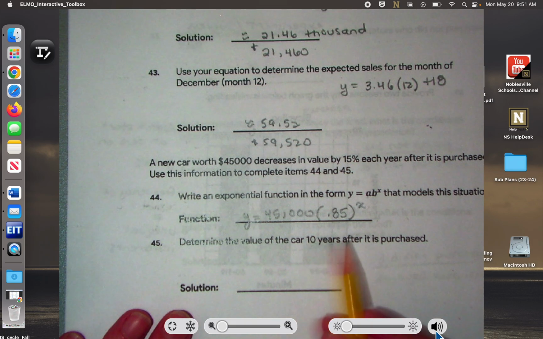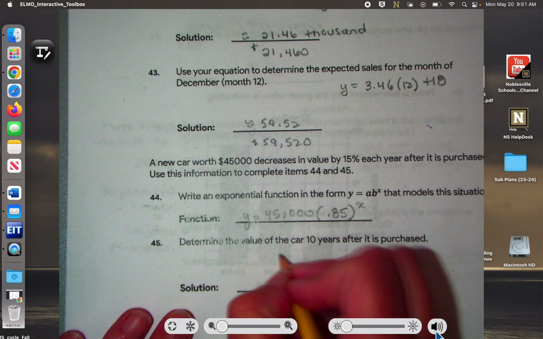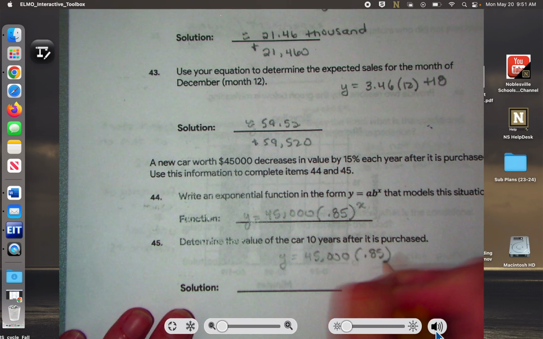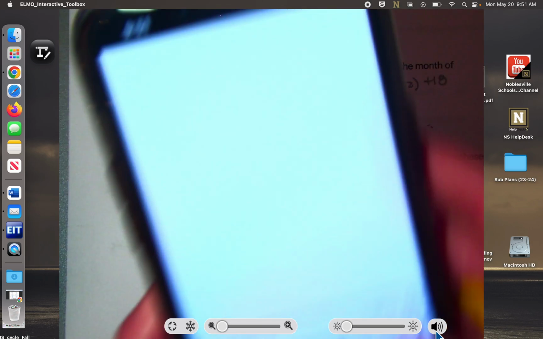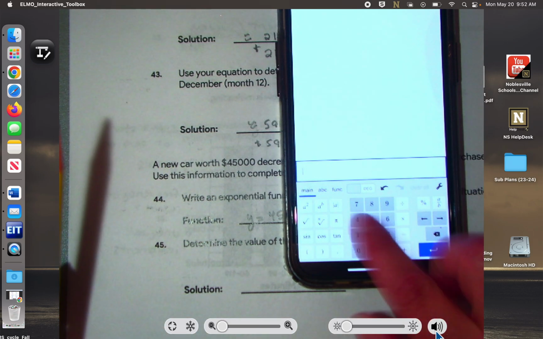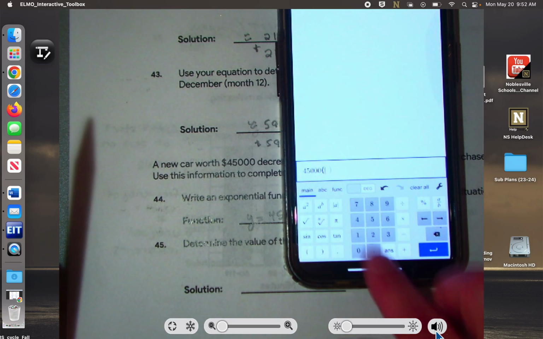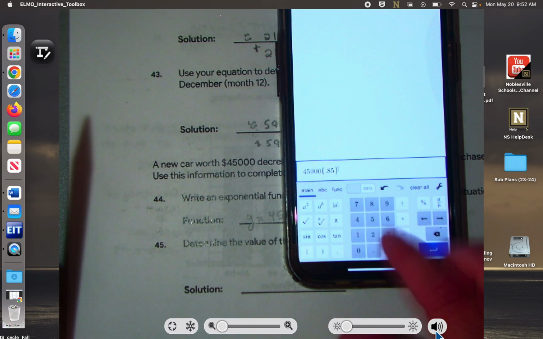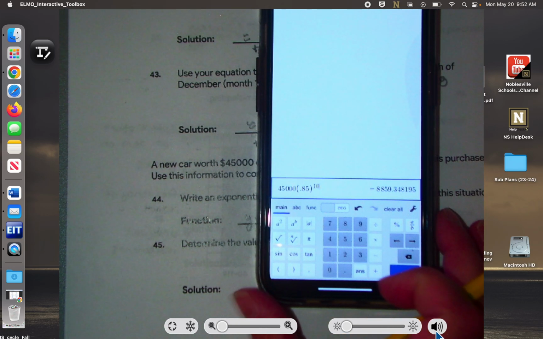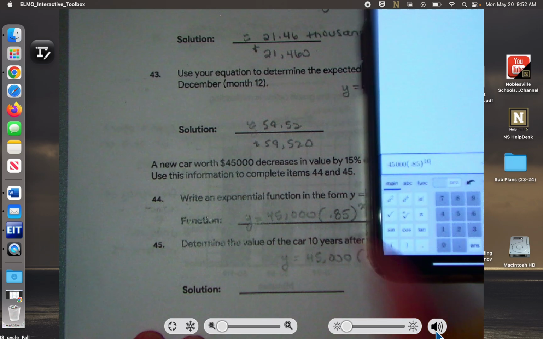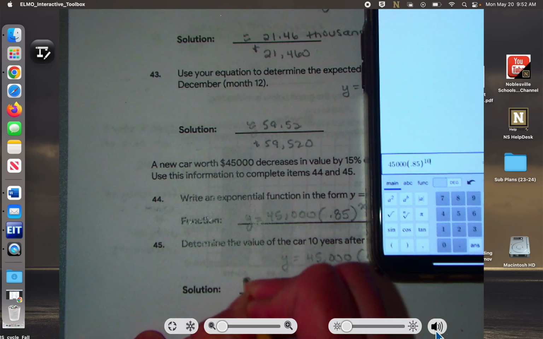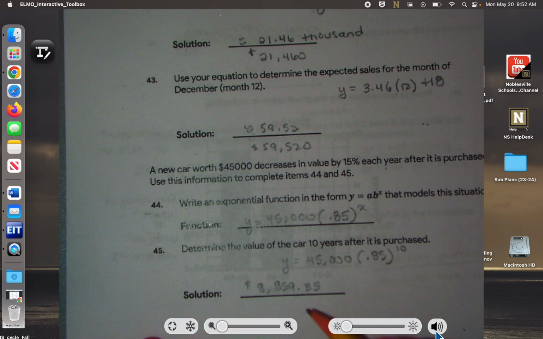And now we're going to use that equation and put in the number 10. So y equals 45,000 times 0.85 raised to the 10th power. So if you remember correctly, you can put this whole thing into your Desmos. 45,000 times 0.85 raised to the 10th power. So after 10 years, the car is only worth about not even $9,000. So our answer would be $8,859.35 if I round up. So that would be the value of the car.